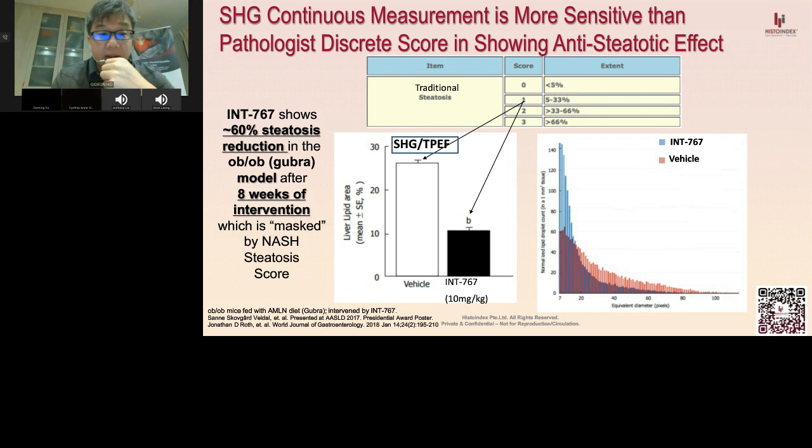On the other hand, the continuous measurement of steatosis, to be specific, the macrovesicular steatosis, using the SSG platform shows about 60% reduction after 8 weeks of intervention, while the pathologist's discrete score didn't show any change at all before and after treatment. It still remains as a score of 1. So not only could steatosis be measured continuously, but we could even plot a histogram, as you can see on the right, showing the spread of the number and size of the fat vacuoles in both the vehicle and the treatment groups.